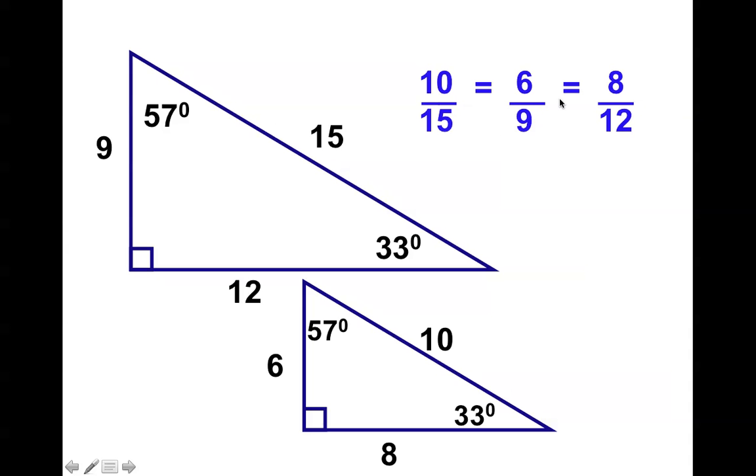At the beginning, it doesn't look like it, but what if you simplify them all? You know, divide by 5 here, divide by 3 here, and divide by 4 here. What would it look like? Now it looks like they are all proportional. And so we know that these two shapes are similar.